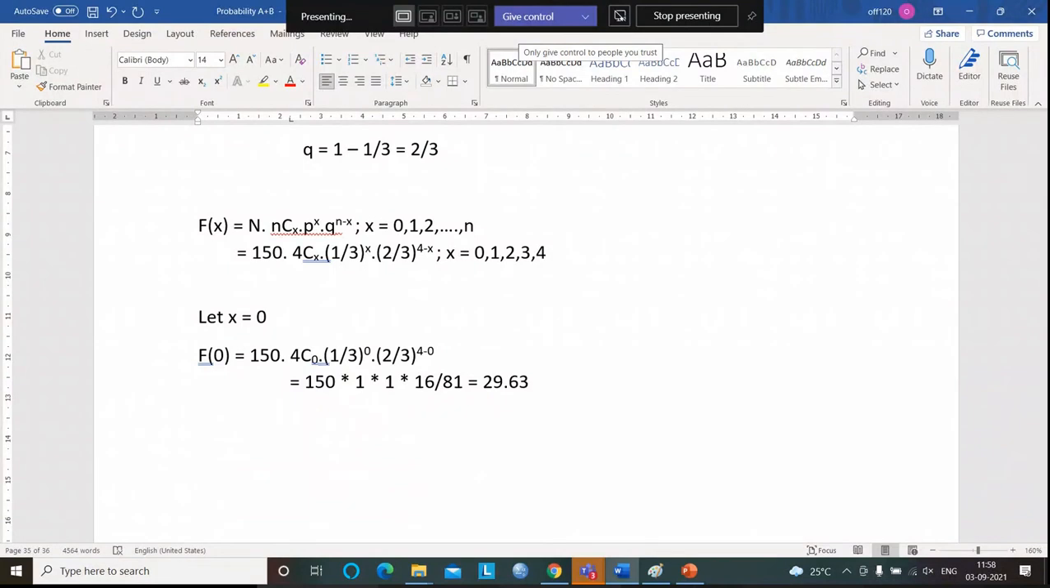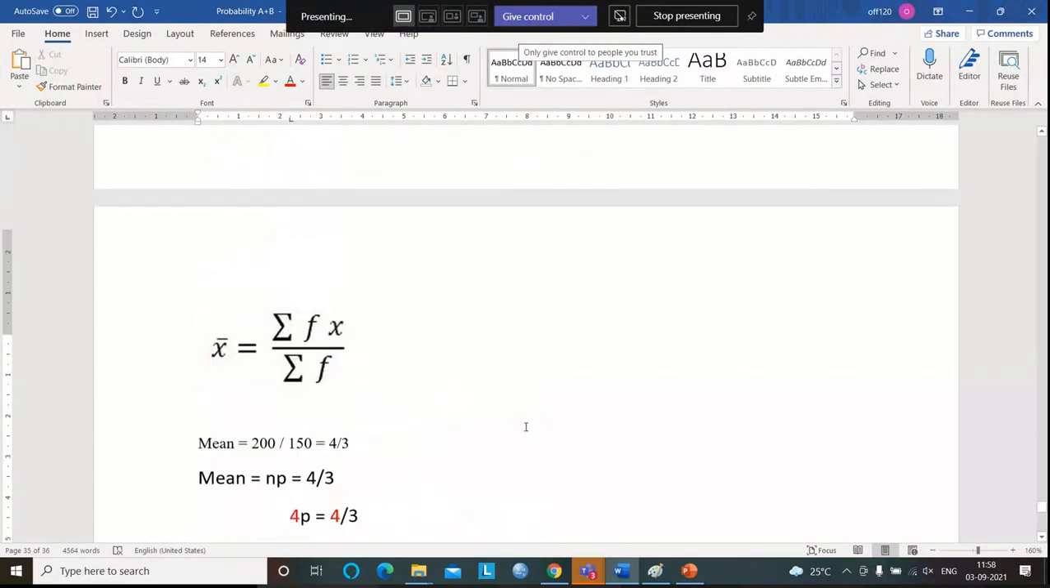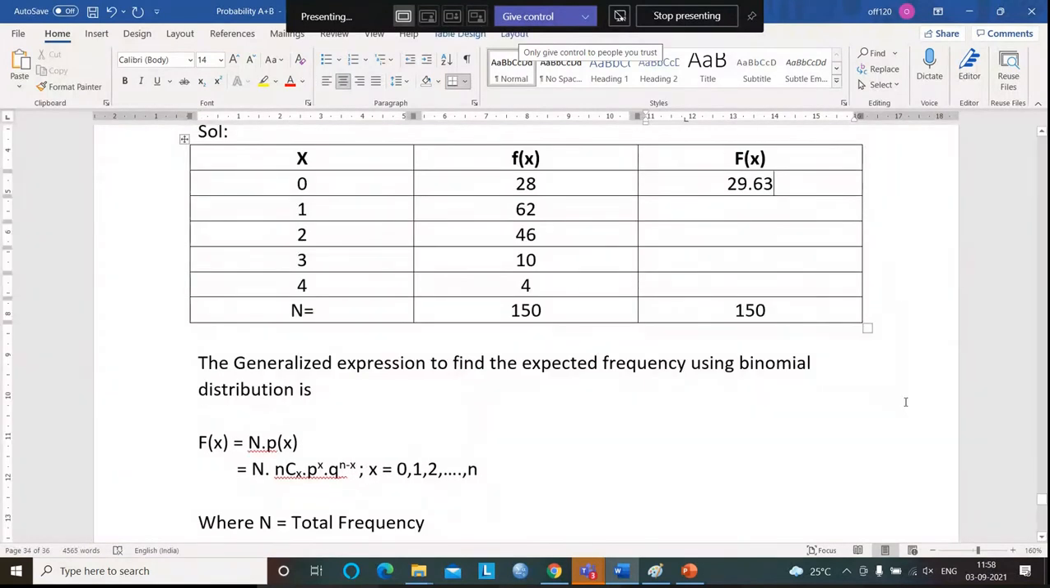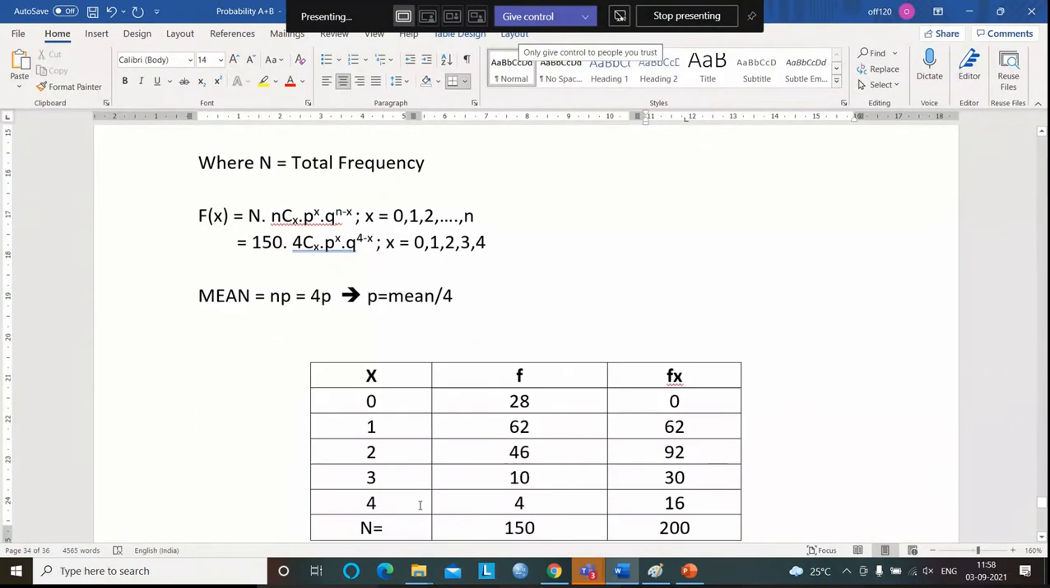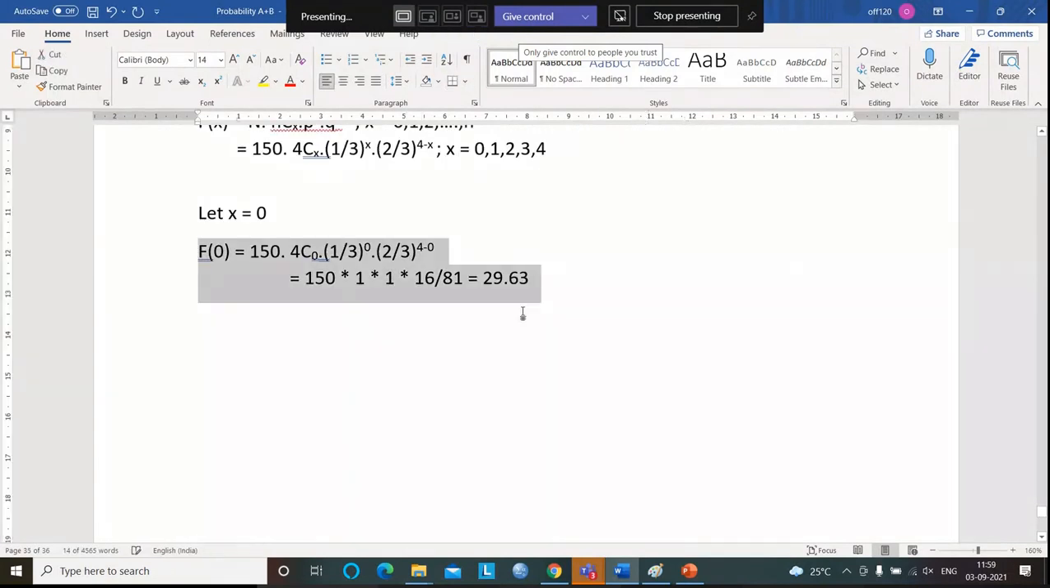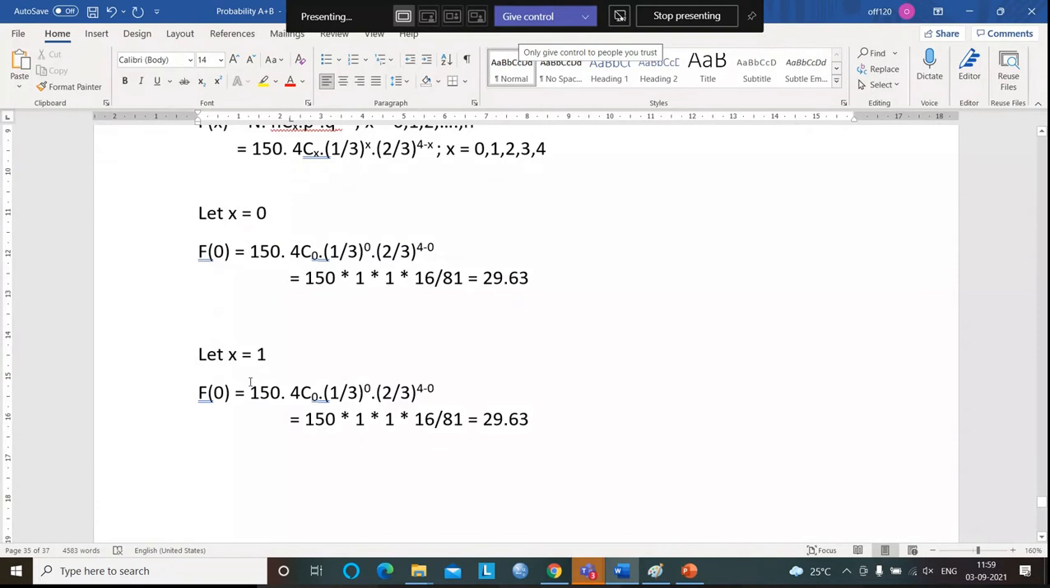Next one. So what is the capital F of 0 value here? It is 29.63. I got the first value. Now let us find out the second value. I'll just copy this one so that it will be easier for our calculation. So now let x be equal to 1.